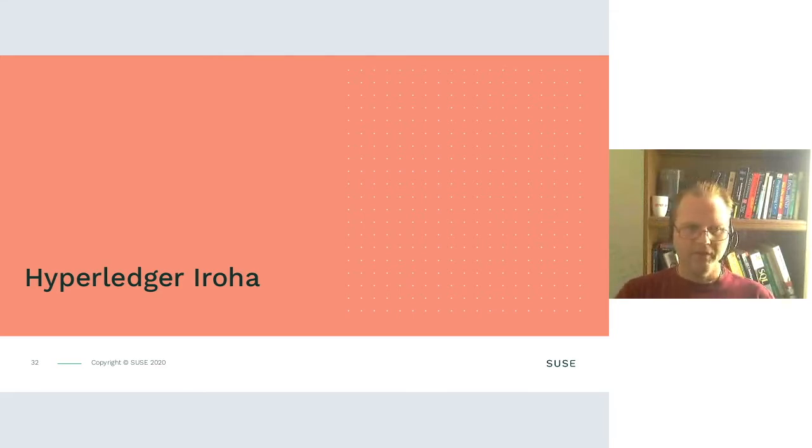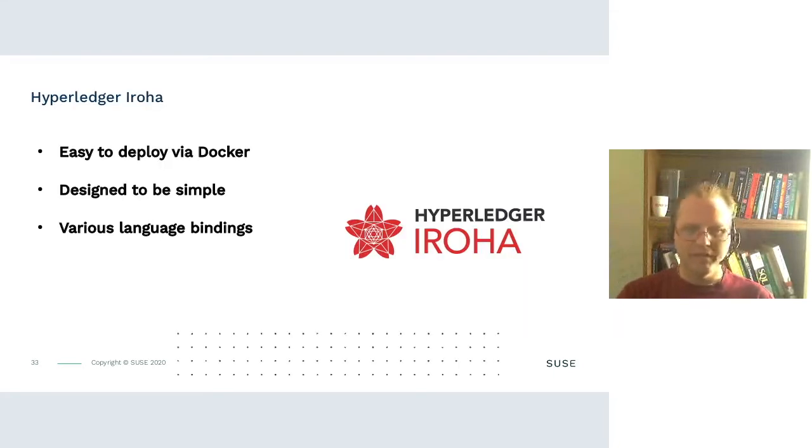So Hyperledger Aroha, this is a simple blockchain provided by the Hyperledger project. I chose this because of how small it is. It's designed to be really easy to deploy and simple to implement. It took very little configuration. It provides various language bindings, which made it really straightforward to update the ledger. I bound to it with their Python bindings and was able to simply update the ledger and pull information from it. So just the simplicity of this project made it really easy to use in the simulation.